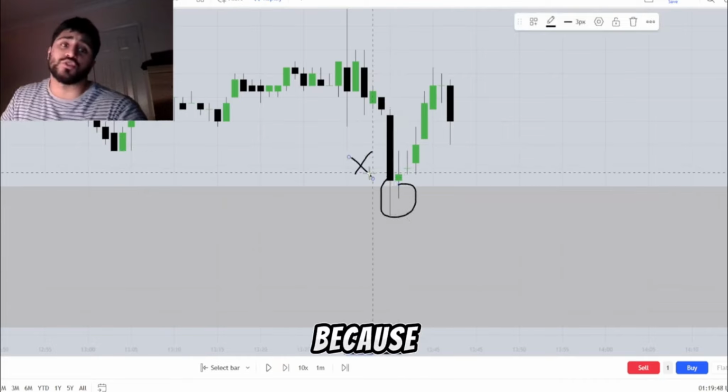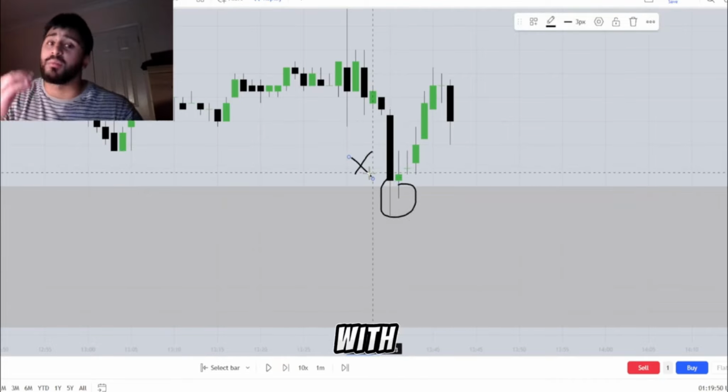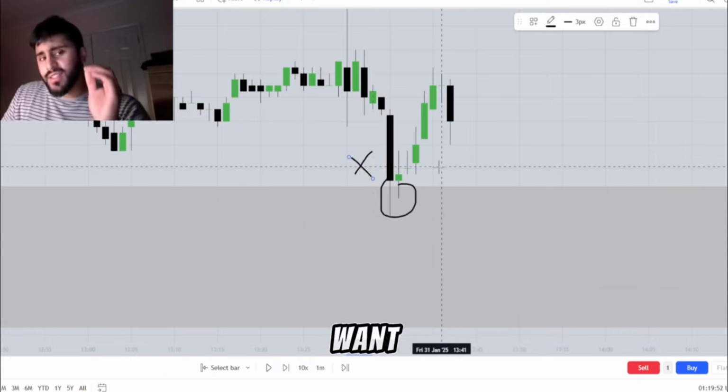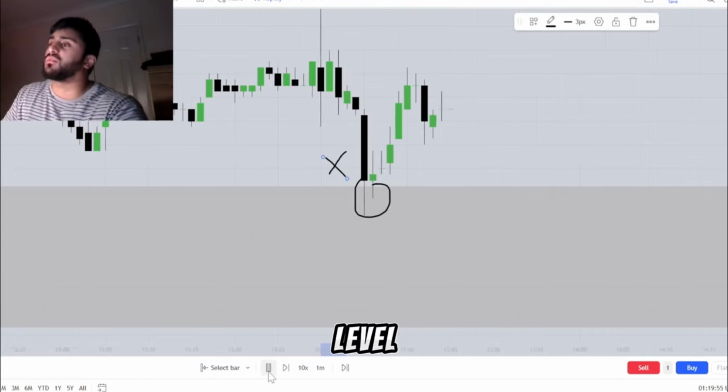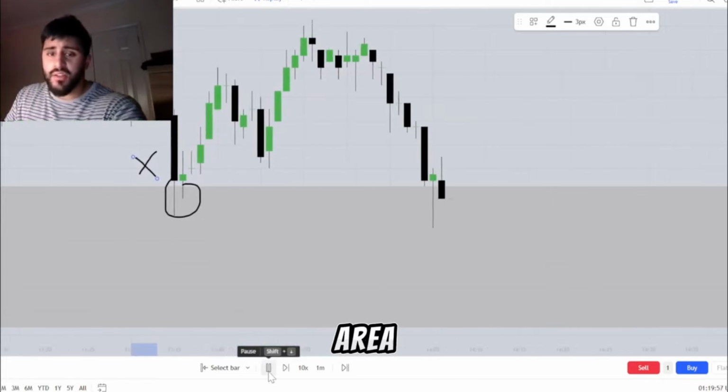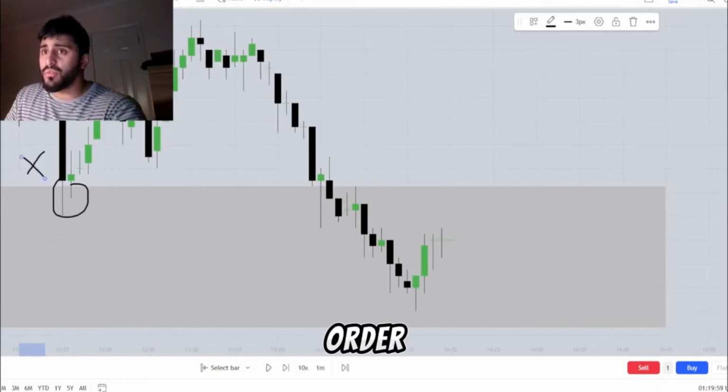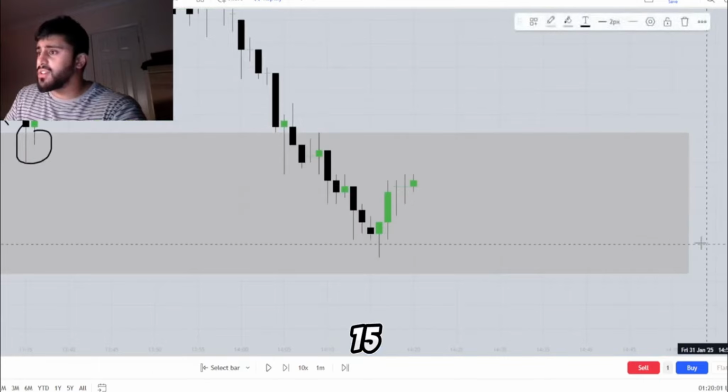The reason why is because you're looking for the market to enter with a body, right? This is a wick. We want to see the bodies entering inside of the key level. So now that we've come inside of this area, we're now looking for potential order flow. So we can see we're inside of a 15-minute fair value gap.